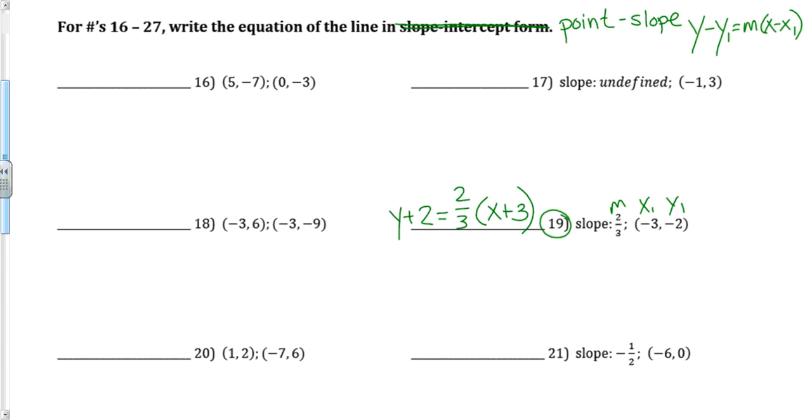If you look at 17, 17 is unique because it has an undefined slope. Remember that an undefined slope is a vertical line, which means it's x equals, in this case, simply x equals -1.